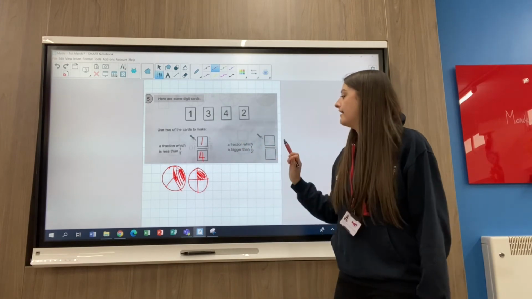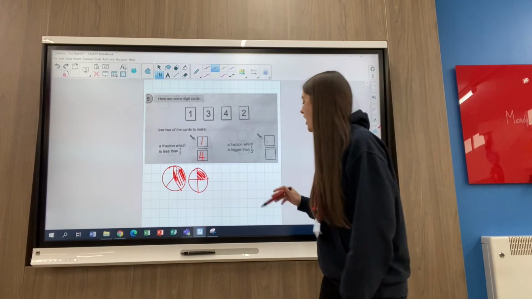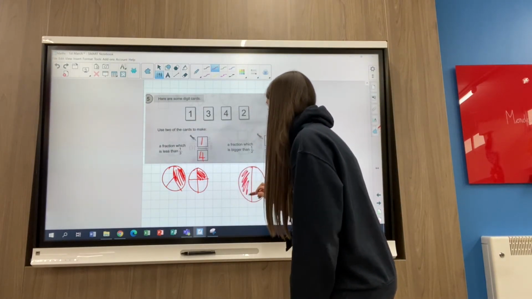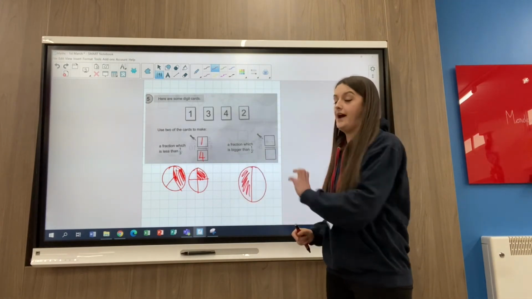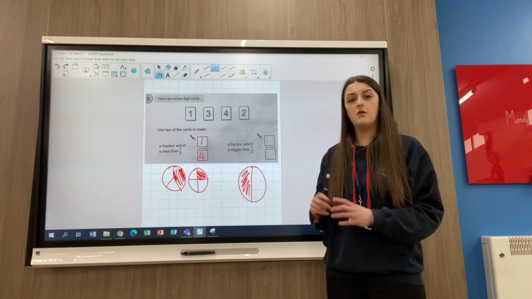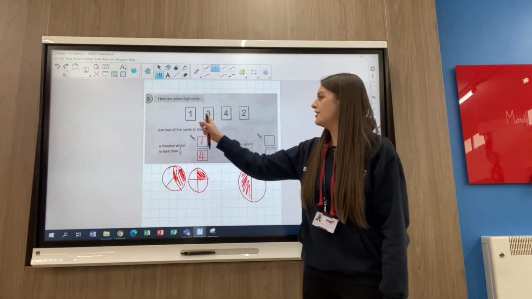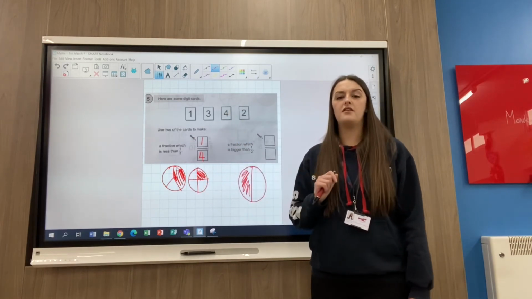Let's have a look then at making a fraction which is bigger than a half. So a half, we know we split our pizza or cake into 2 equal pieces and we've got a nice big piece there, 1 out of those 2 pieces. So half is quite a big fraction. So I know a third is smaller than a half and I know a quarter is smaller than a half.